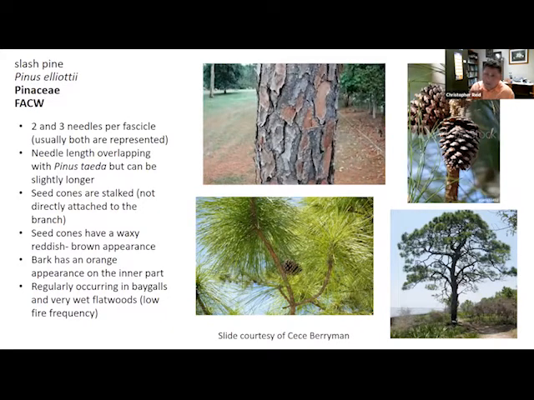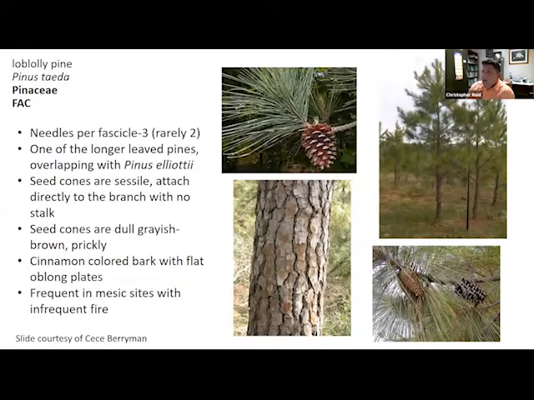Also, it's native east of the Mississippi River, though it's been widely planted in the West. Loblolly, probably one of the loblolly along with sweet gum and water oak. It's one of the most abundant trees in our landscape. Needles are 3 per fascicle.